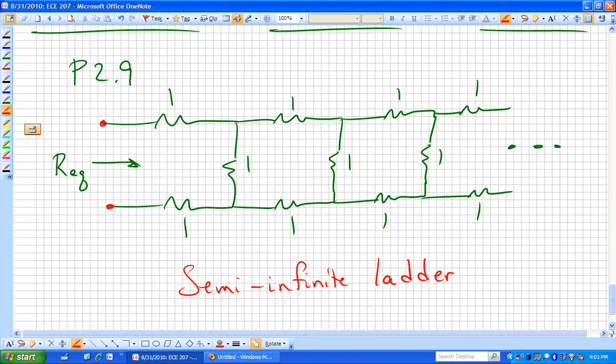If you turn that circuit 90 degrees, hopefully you can see that that looks sort of like a ladder. That's a ladder network, is what it could be called. You're making that ladder infinitely long. And you want to know, if you measured it, what would that be?